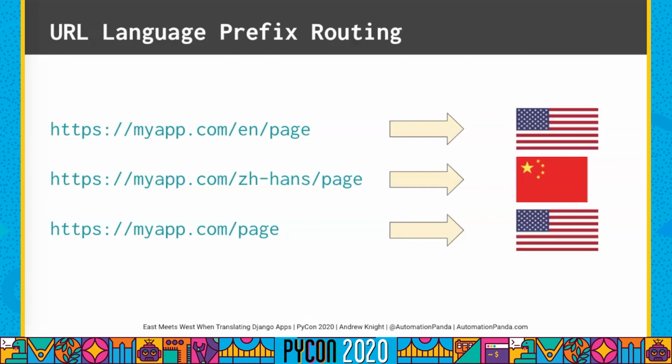Language prefixes can indicate the desired language to load a page in directly in the URL. Notice the 3 URLs I have here. The first one has the language code for English prefixed onto the resource path for the page. This will load the page in English. My second one has ZH-Hans as the language code. That's the language code for simplified Chinese. That should load the page in simplified Chinese. The third URL doesn't have a language prefix, and by default, that should load my default language. In my case, it is English.